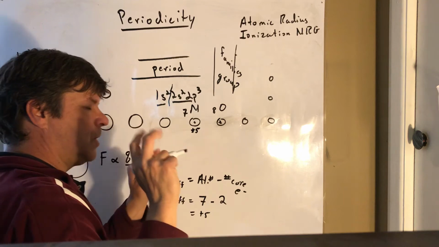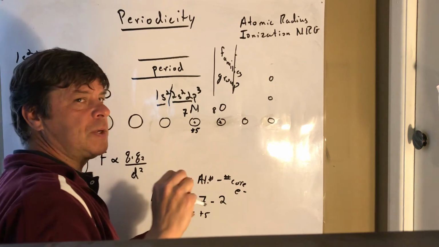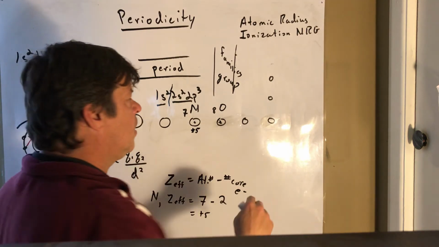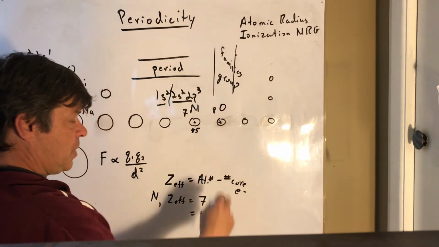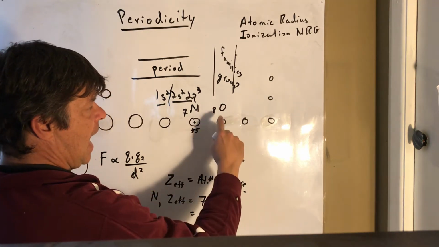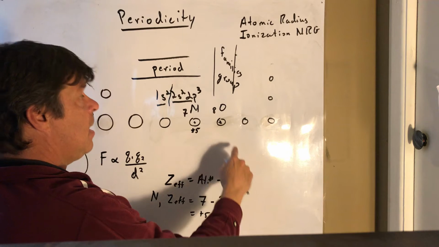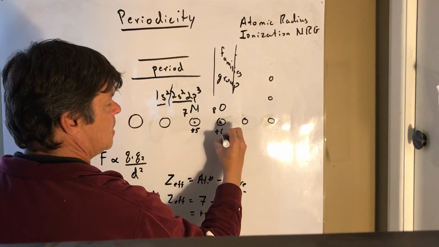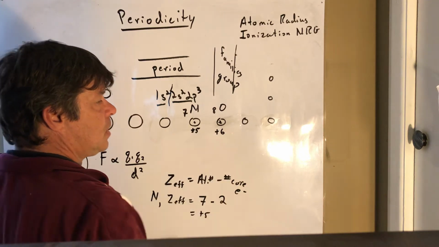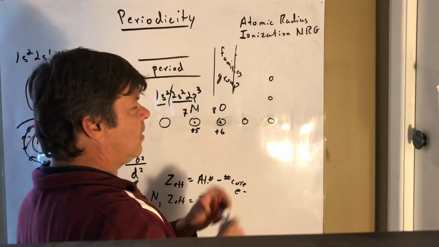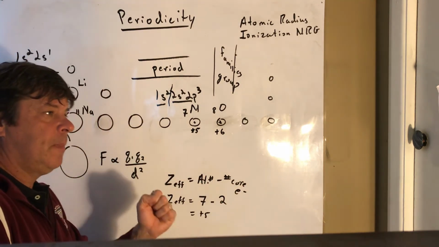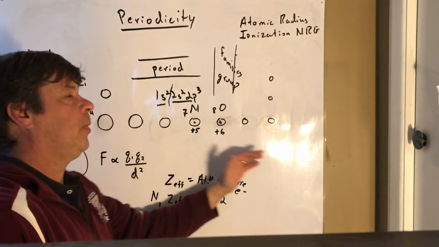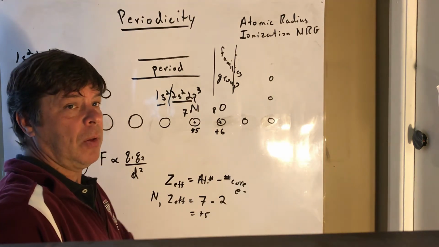Kind of like the charge it feels, the charge that the outermost electron feels. The effective nuclear charge for oxygen is 8, and it still has just 2 core electrons, so it's plus 6. So this effective nuclear charge for oxygen is greater. That's another way of thinking about why, as you go across a period, atoms get smaller.